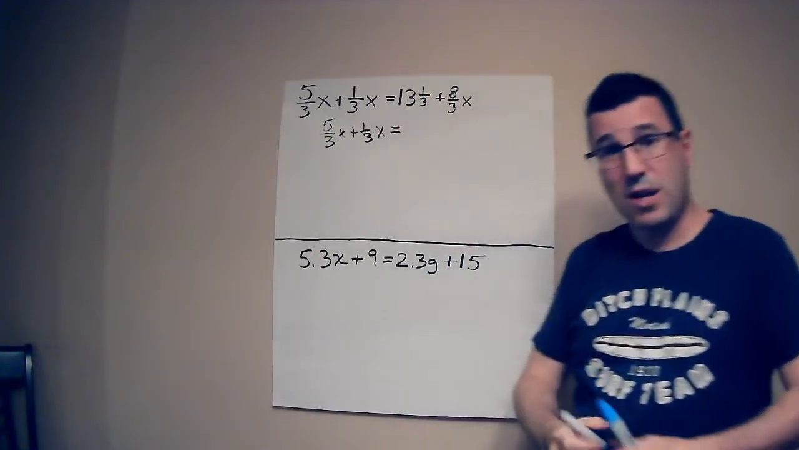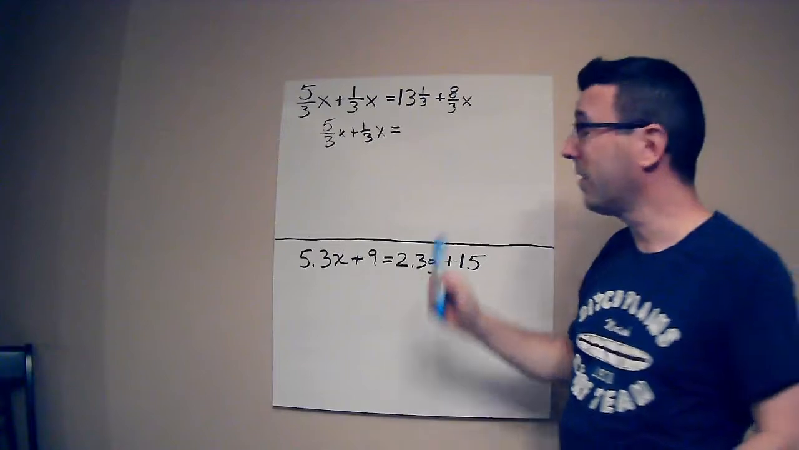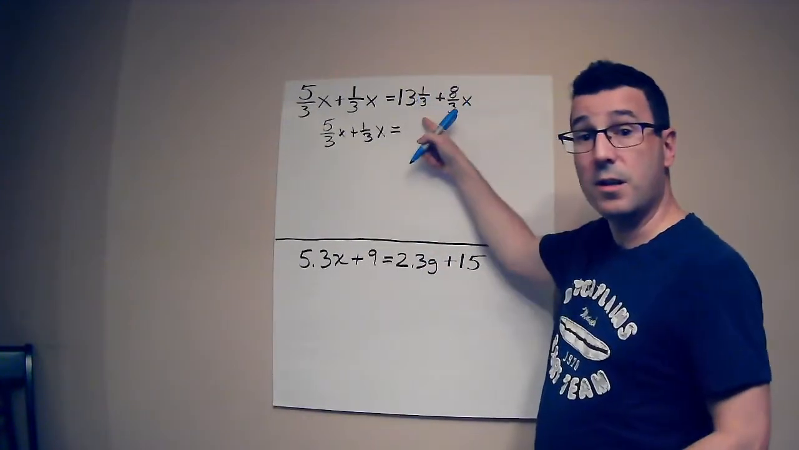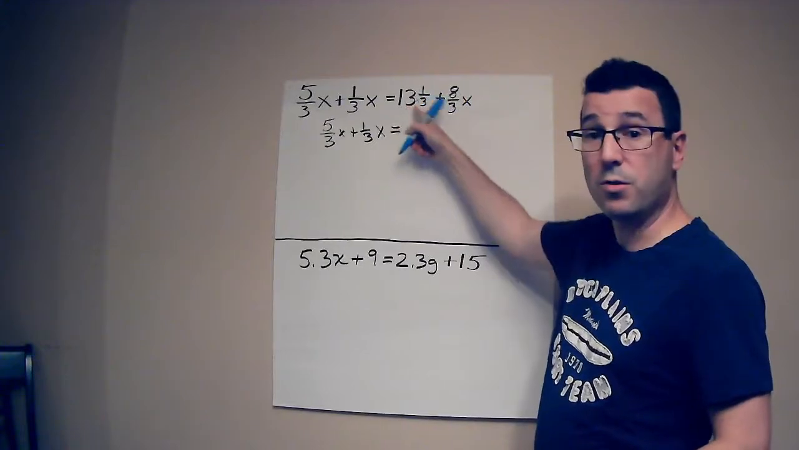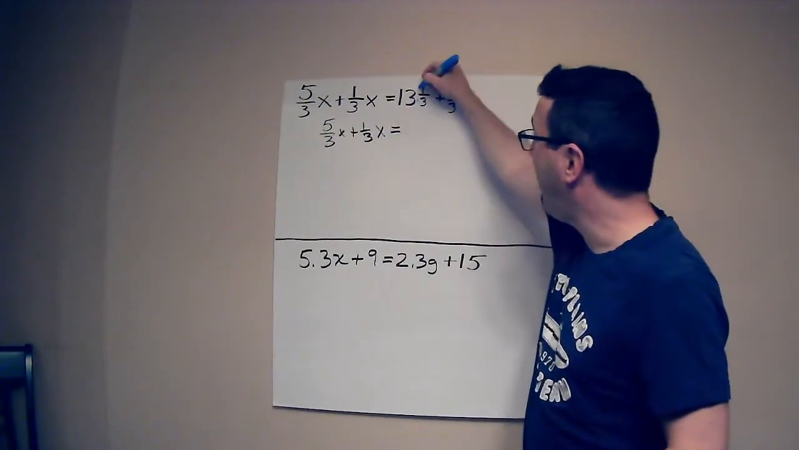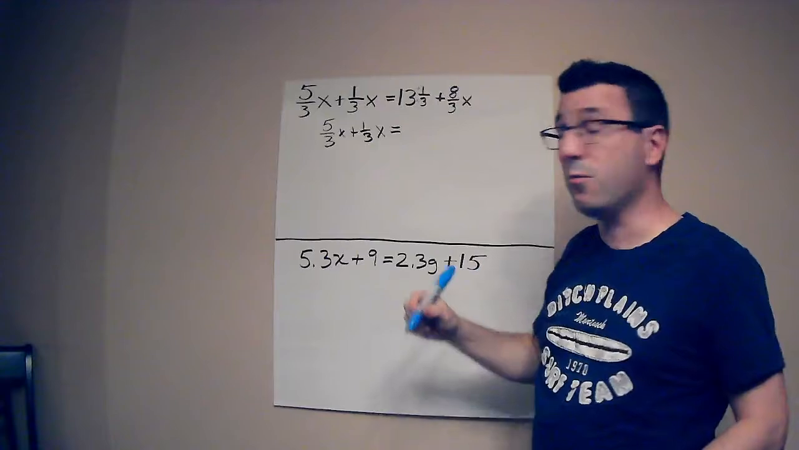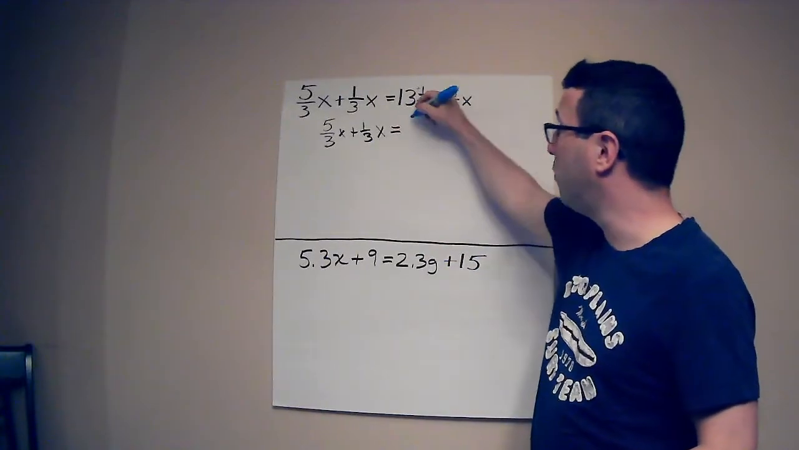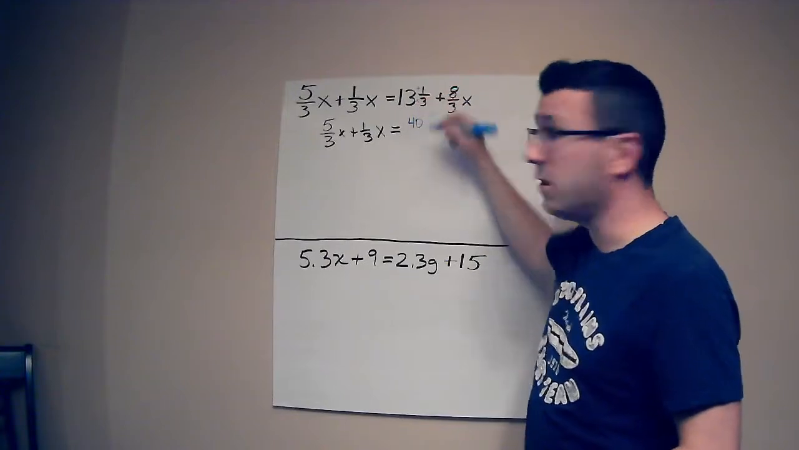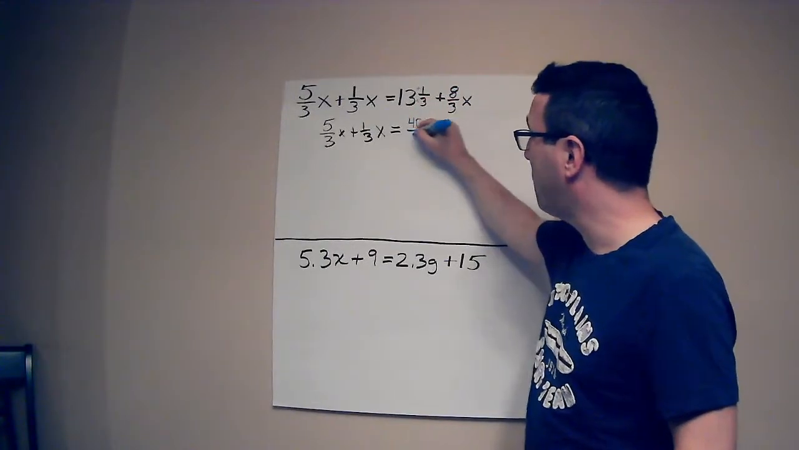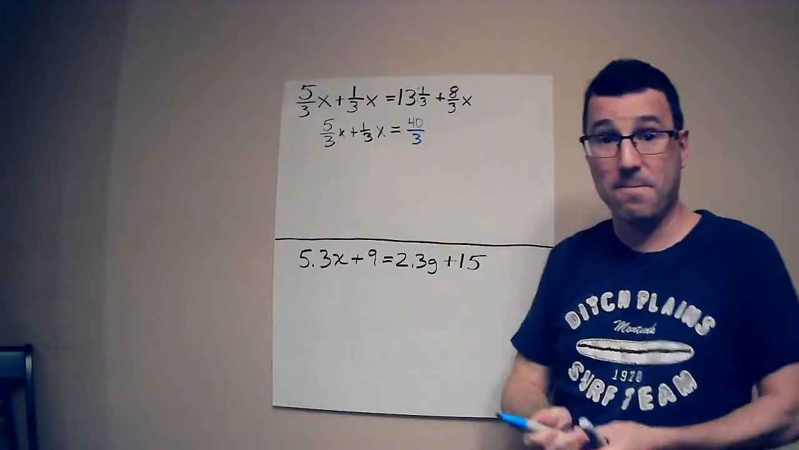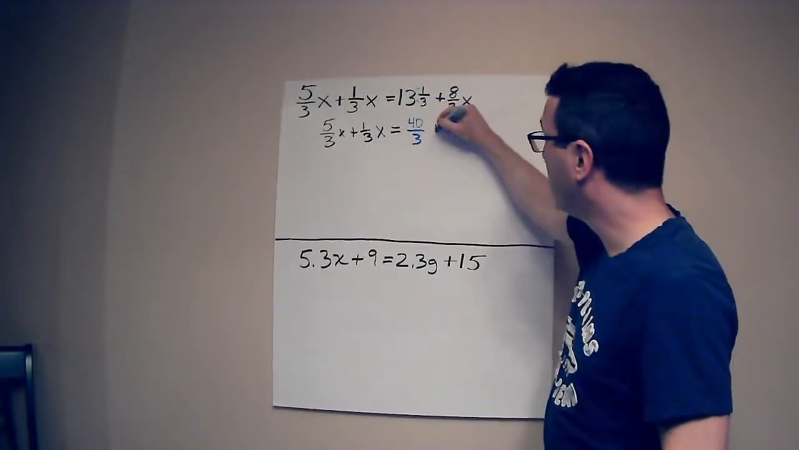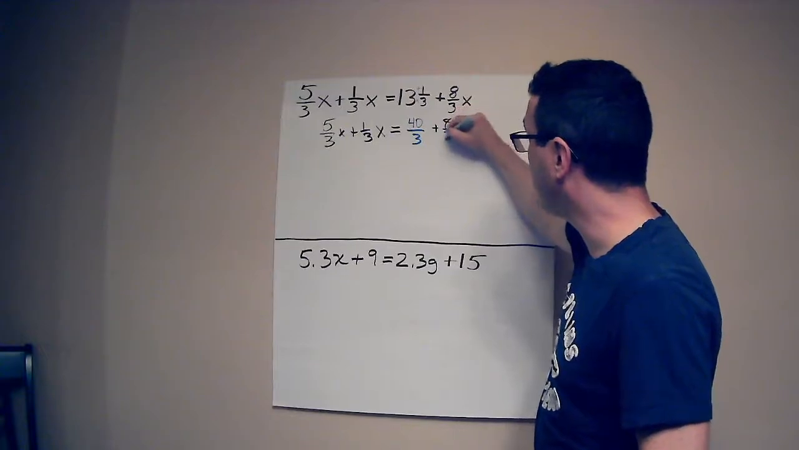And now I have to change that 13 1/3. Remember, what I'm going to do is I'm going to multiply the denominator by the unit number, so 3 times 13, and add to my numerator. 3 times 13 is 39, plus 1 is 40. And I'm going to keep my denominator of 3. Plus 8 over 3x.